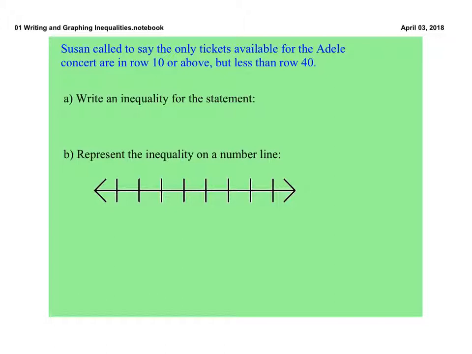Susan called to say the only tickets available for the Adele concert are in row 10 or above, but less than row 40. It's not realistic, unless somebody bought out all the cheap tickets, I suppose that's possible. But all right, 10 or above, how am I going to write that? X is greater than or equal to 10. But less than row 40. X has to be less than 40.